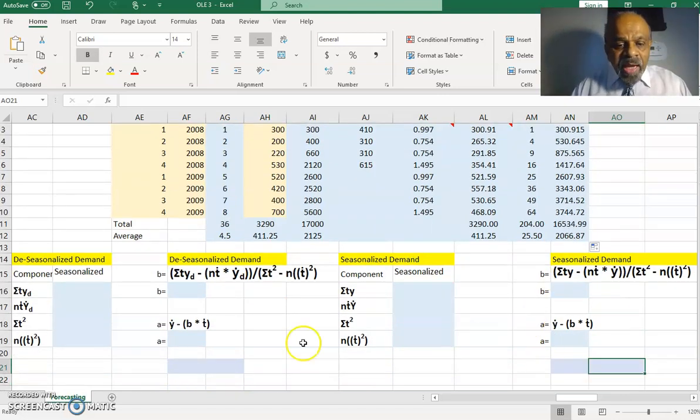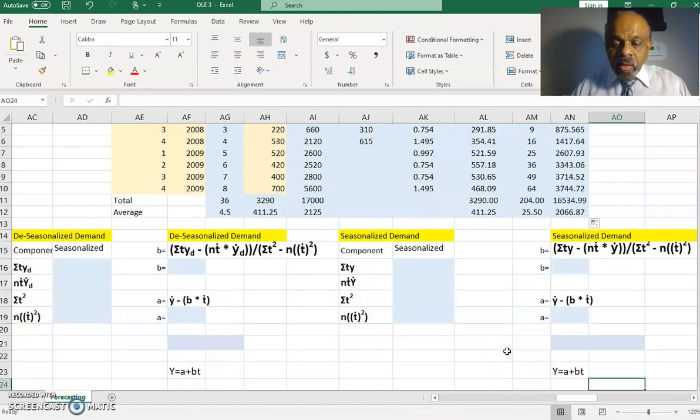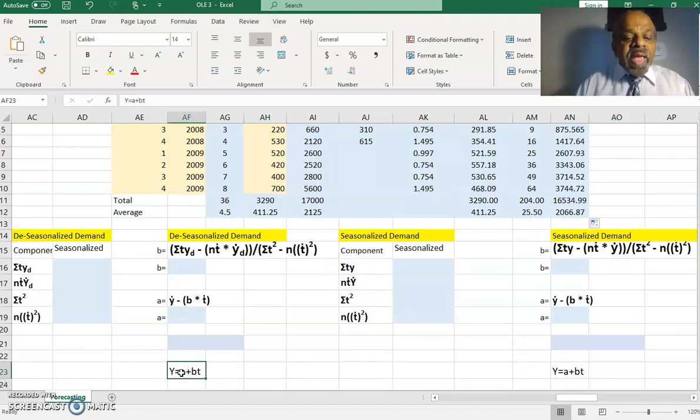Now I'm going to do a few things. What is the equation of the linear curve? I'm going to assume a linear trend here. The linear curve is going to be y is equal to a plus bt. So I need to calculate the a and b. That's what I'm going to do first.